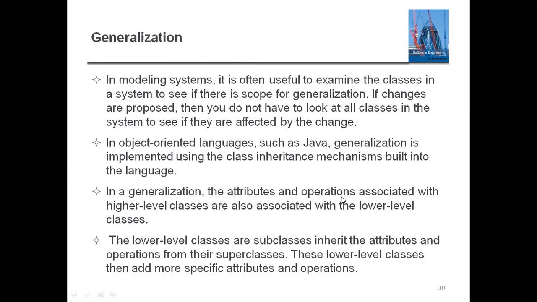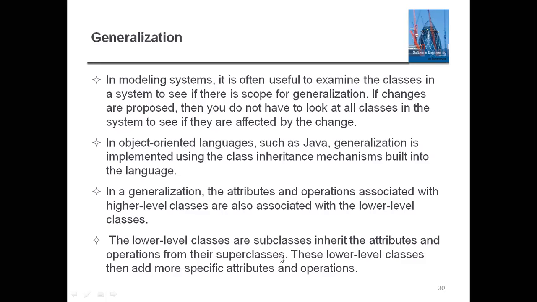The higher level class will have two things again: one will be your attributes, one will be your operations. You remember what I write when I design a class? First I make a rectangular box. I write Student. Below that, I write the attribute names like name, ID, email, phone numbers. Below that, I write the operations or functions like generate report, collect fees. These things are associated with the higher level and also with the lower level.